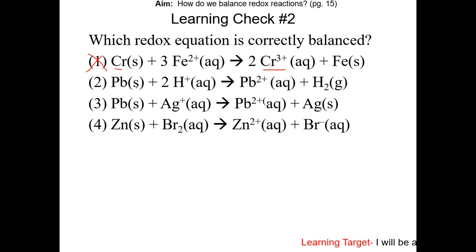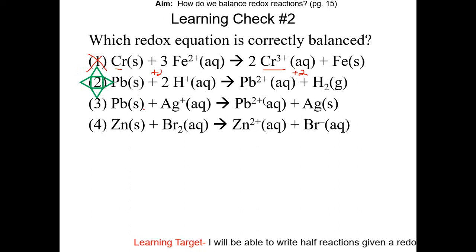For choice 2, the number of lead and hydrogen on both sides is the same. The total charge of the reactant side is positive 2. The total charge of the product side is also positive 2. So the answer is choice 2. For choice 3, conservation of charge is not observed, so choice 3 is wrong. And for choice 4, conservation of mass is not observed.